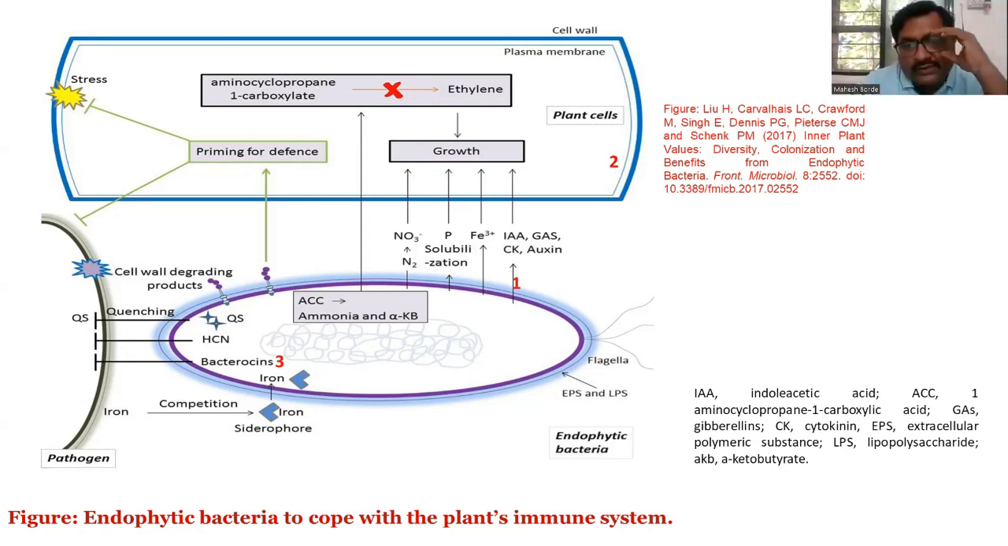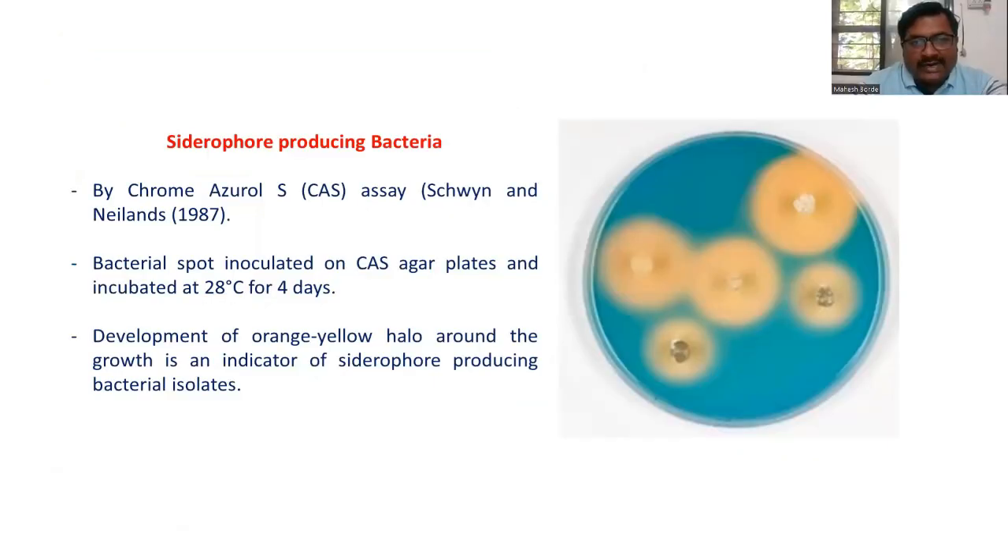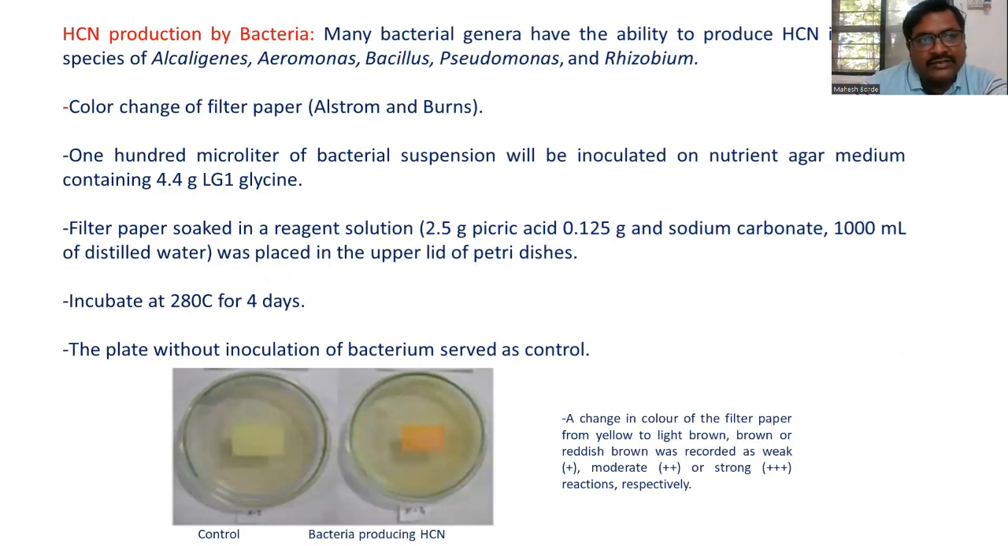Now, going into how to isolate these siderophore and hydrogen cyanide producing bacteria. You can grow the bacteria on chrome azurol S agar media. If the media shows a zone, that means these bacteria are producing siderophore. Mostly the bacteria which scavenge the iron present in the chrome azurol S agar are producing siderophore. Whereas hydrogen cyanide producing bacteria mostly produce the compound hydrogen cyanide.